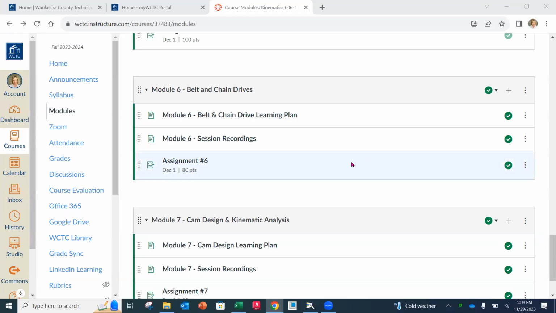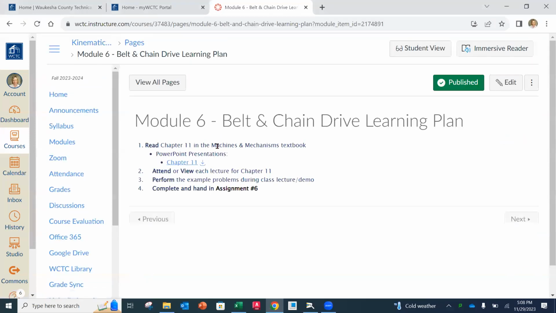Okay, so our next learning plan is here on module number 6. It's going to be on belt and chain drives, and it's going to be chapter 11 in our textbook. As we go into the learning plan here, the chapter 11 PowerPoint presentation is here. We're going to be referencing that as we go through. But if you wanted to, we are going to be going back and forth to the book.